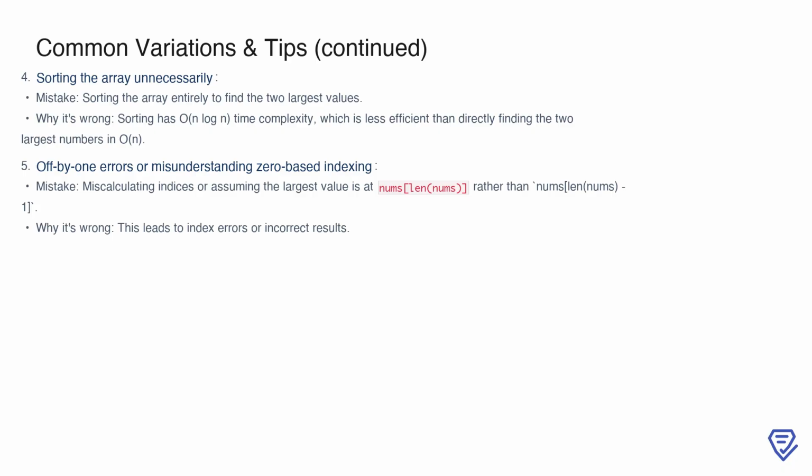Additionally, pay close attention to indexing. Off-by-one errors or confusion around zero-based indexing are frequent pitfalls, such as mistakenly accessing nums[len(nums)] instead of nums[len(nums) - 1]. These small indexing mistakes can result in runtime errors or incorrect calculations, so it's critical to carefully manage array indices and ensure you're accessing the correct elements.